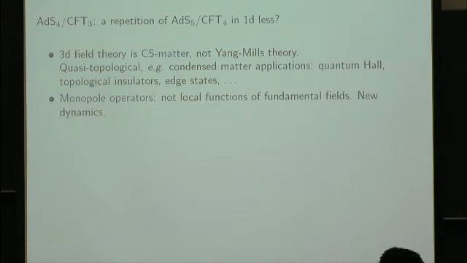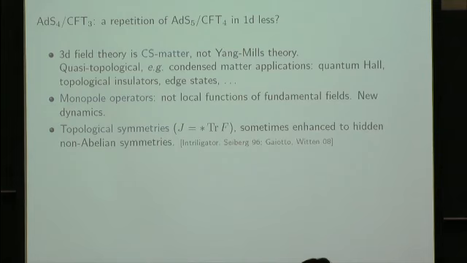Another difference is that in 3 dimensions, there are local operators called monopole operators, which are not local functions of the fundamental fields, at least in the non-abelian theory, but rather are a boundary condition in the path integral. So they are similar to 't Hooft line operators in 4 dimensions, but they are local in 3 dimensions. And so they introduce some new dynamics if one studies local operators that is not there in 4 dimensions.